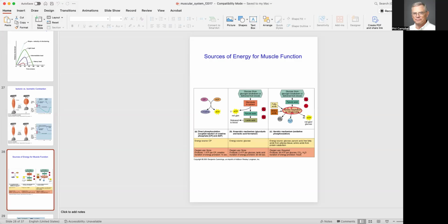Now, everything depends on whether there's oxygen or not. If there's no oxygen, those 2 pyruvic acid become 2 lactic acid. And those 2 lactic acid have to leave the muscle, go to the liver where they can be translated back to glucose. And I'll get to that later.